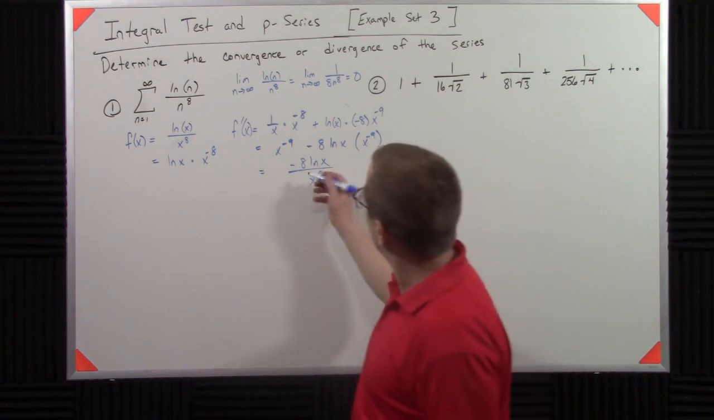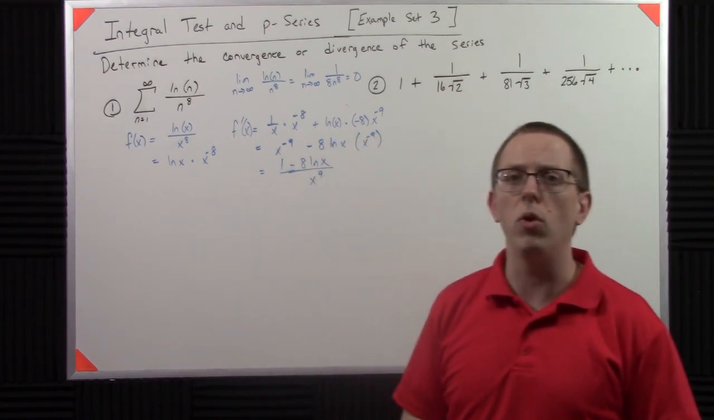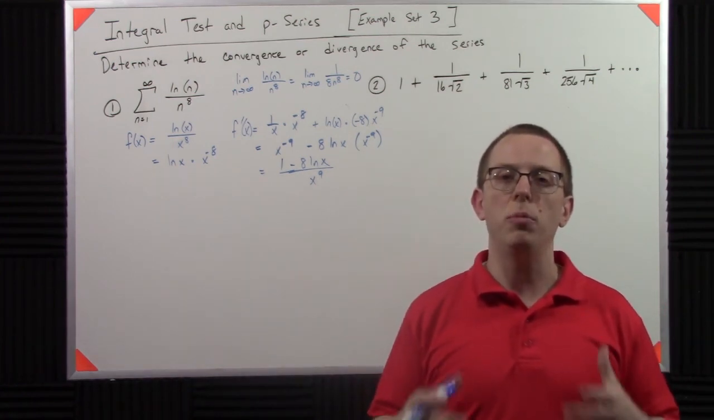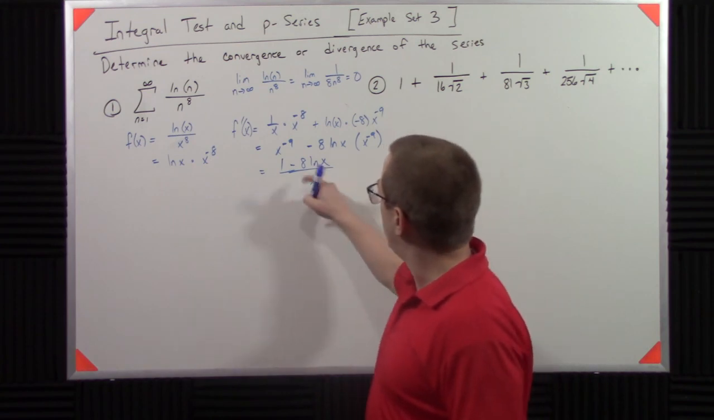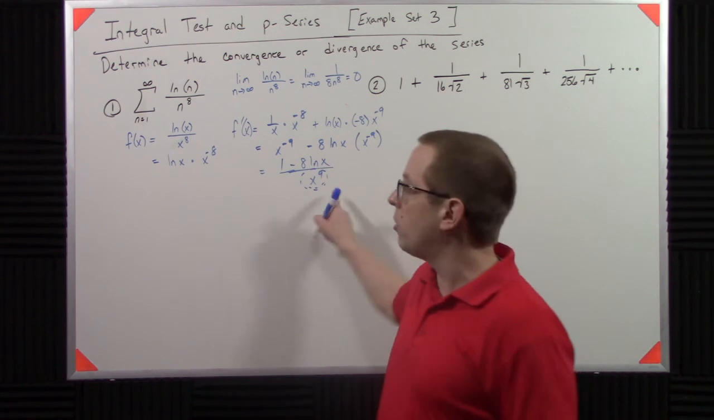So, I'm sorry, this is 1 minus 8 natural log x. My fault. 1 minus 8 natural log x. So I've got to figure out, where is this thing going to be negative? Well, on the bottom, we're considering positive numbers for x. So the bottom doesn't actually contribute.